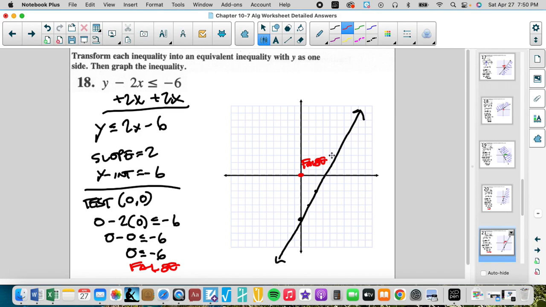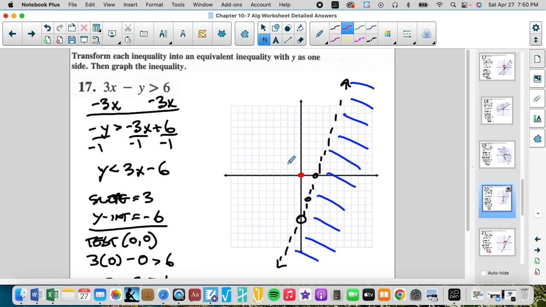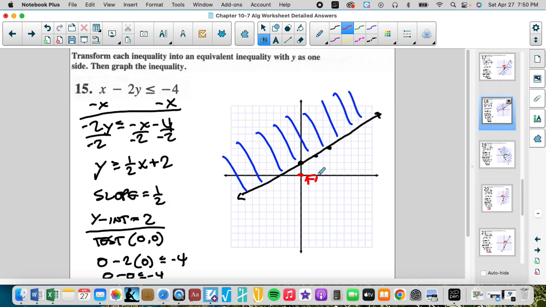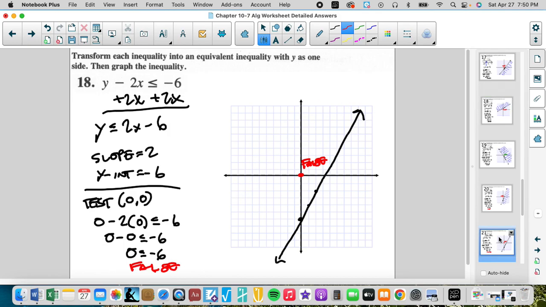Did I write false? I did not. False. Did I write true? Yep. Did I write false? Oh, just F. Just checking on them. Sorry. That's false, so that tells us that the other side is true.